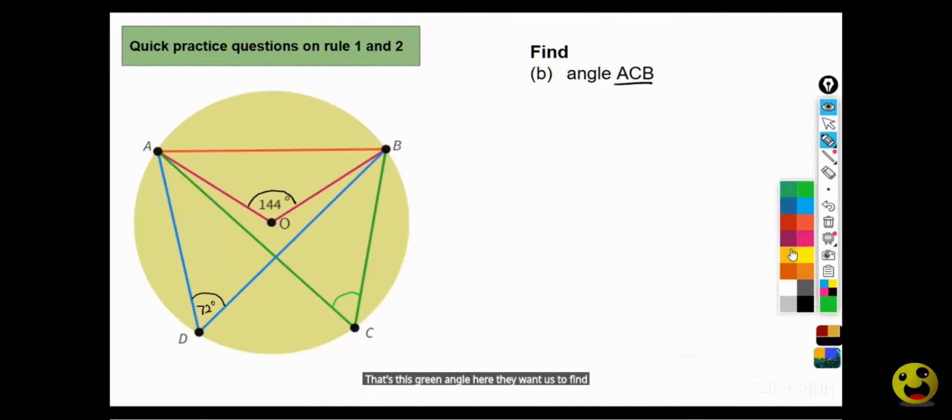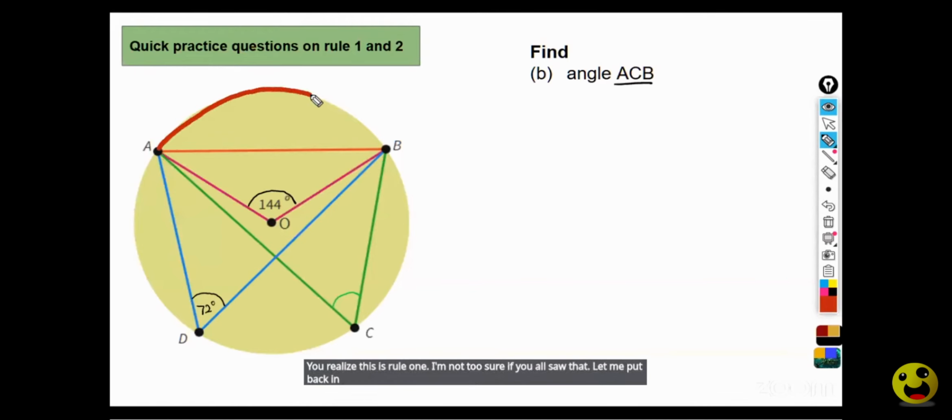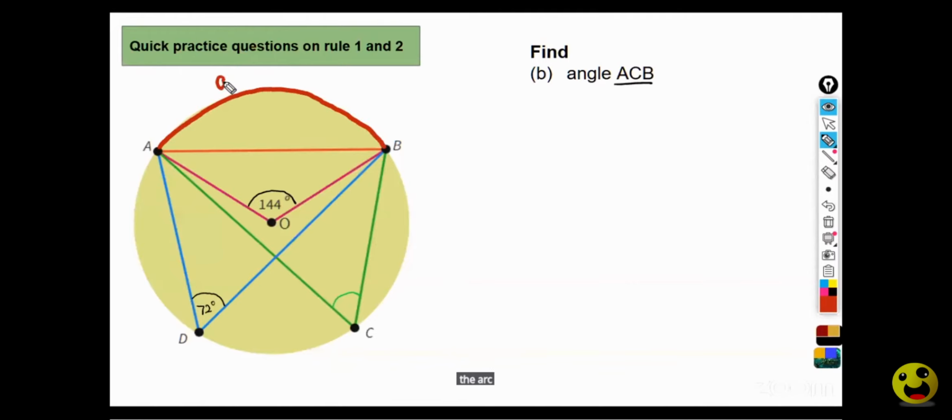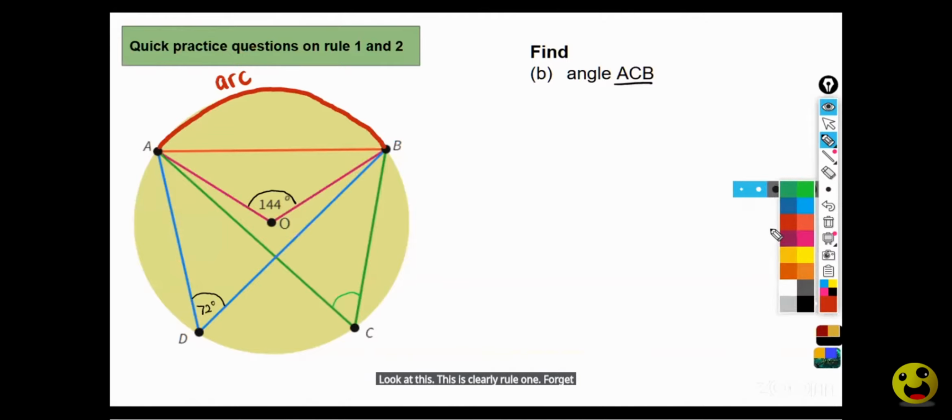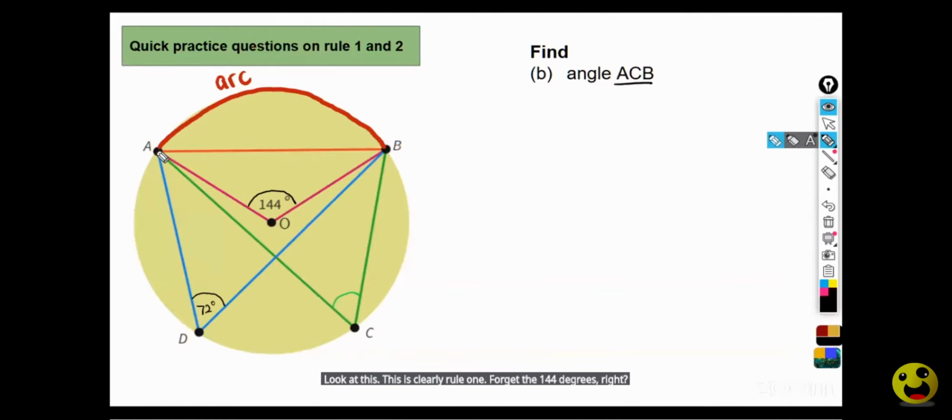You all realize this is rule 1? I'm not too sure if you all saw that. Let me put back in the arc. Look at this. This is clearly rule 1. Forget the 144 degrees. Look at this. The arc starts at A, hits the circumference and bounces back to B, the end of the arc. And the green one starts at A. It also hits the circumference and bounces back to B.